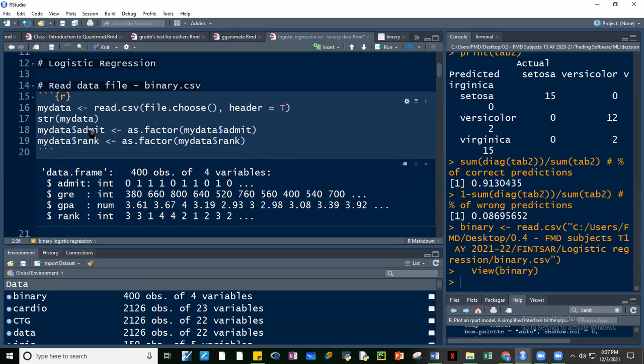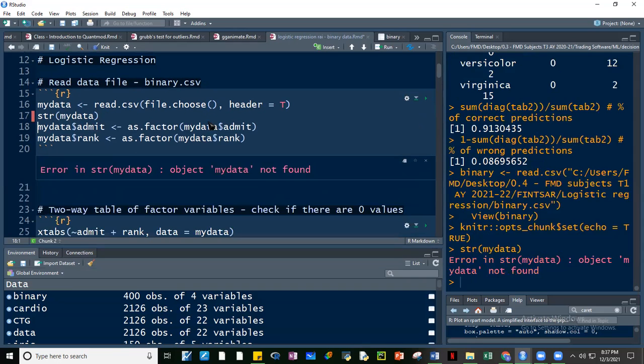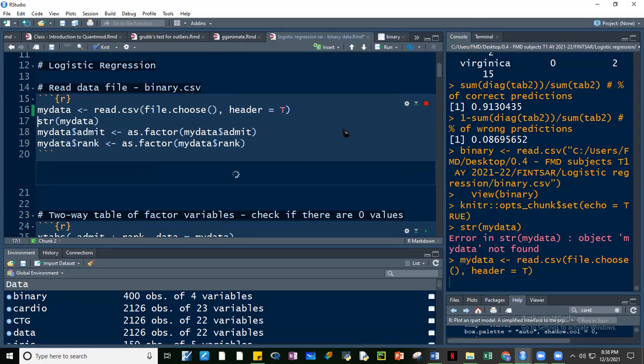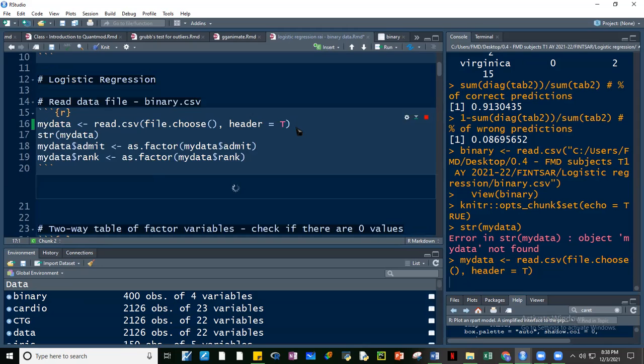Okay, so when we run this, the structure. Okay, so let's run the structure. Okay, wait, sorry. I haven't run this. Okay, it's taking some time again. Okay, kindly run this, guys.